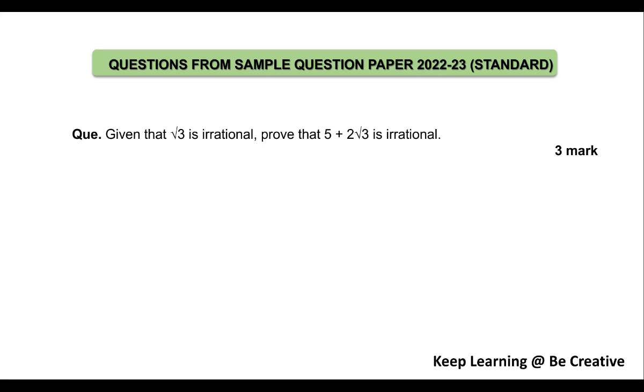There was a 3 mark question in which it was given that root 3 is irrational and you need to prove 5 plus 2 root 3 irrational. So these were the questions from the standard paper.